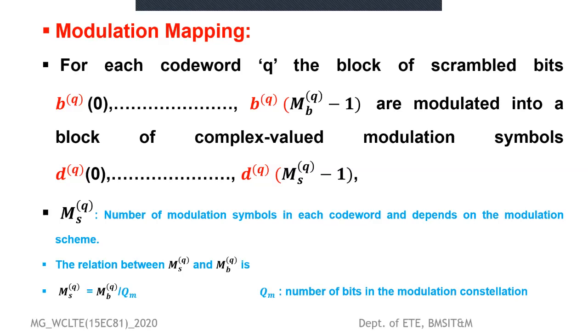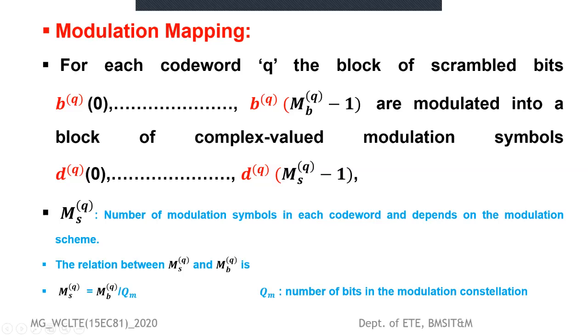What is the relationship between the modulation symbol and the block of scrambled code word? The modulation symbol count is equal to the scrambled code word bits divided by the number of bits in the modulation constellation, that is Q_m. So M_b to the power q by Q_m. The value of Q_m depends on what type of modulation I use. For QPSK the number of bits in the modulation constellation is 2, for 16 QAM it is 4, for 64 QAM it is 6, and so on.